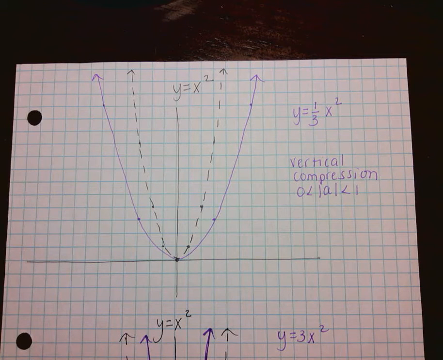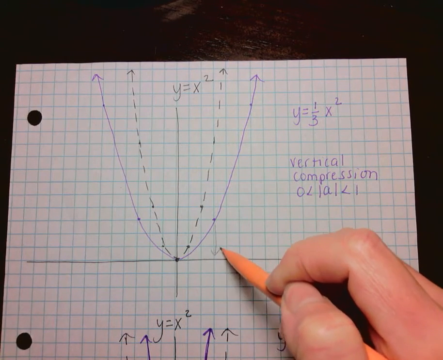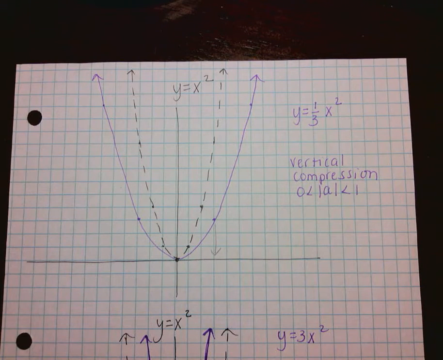So I graphed the parent function y equals x squared, that is the black dotted line, and then I graphed y equals 1/3 x squared. What did I do? I changed a from 1 to 1/3. And what happened when I did that? The graph is getting closer to the x-axis.